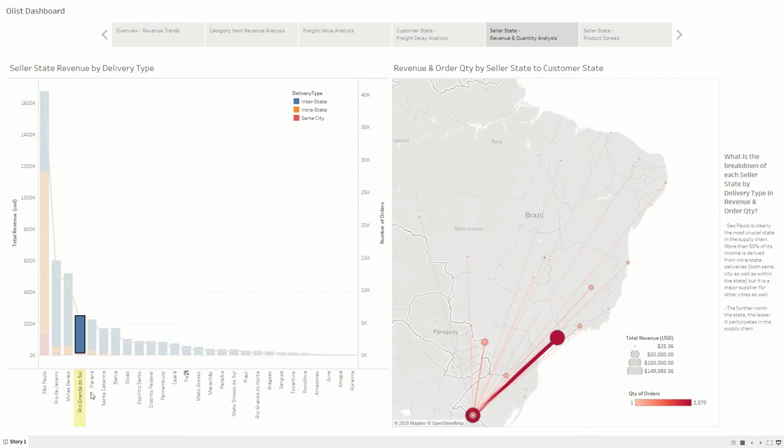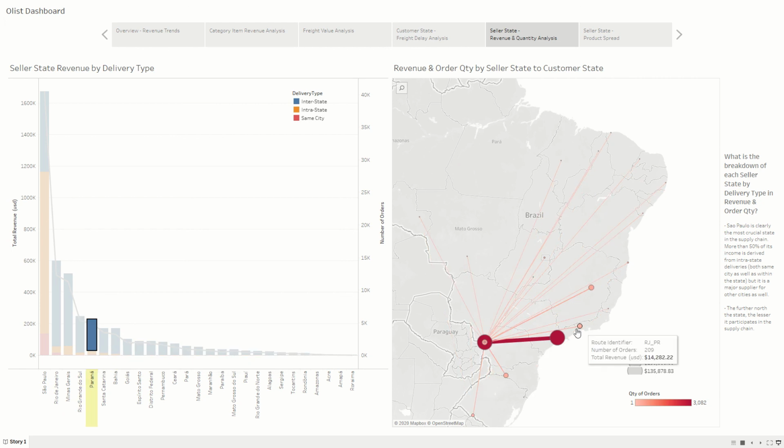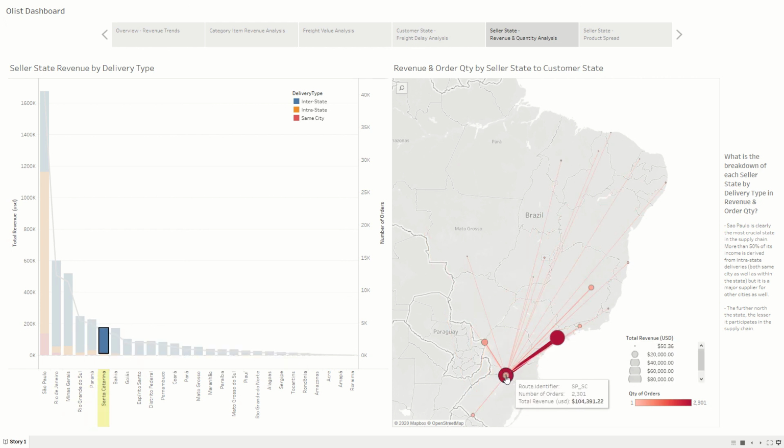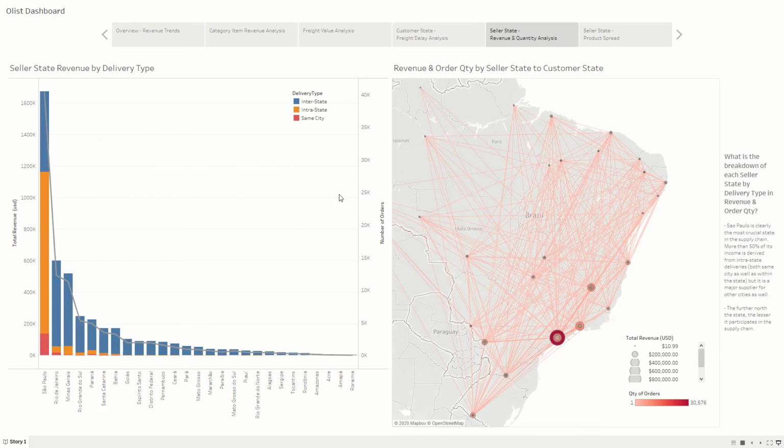I can tell they're actually the biggest consumer side. All these are basically people selling goods to Sao Paulo, as well as selling goods to all these other states. RJ, Rio de Janeiro, is here. So this is how this graph should be used.